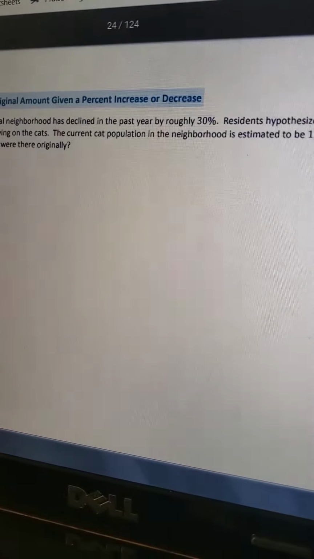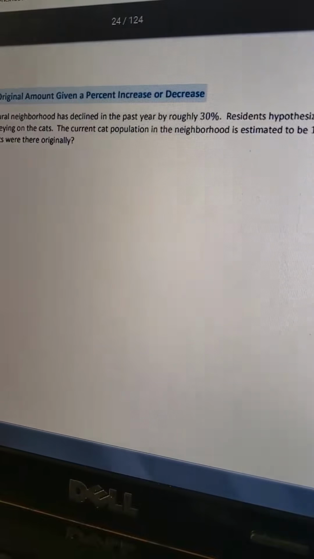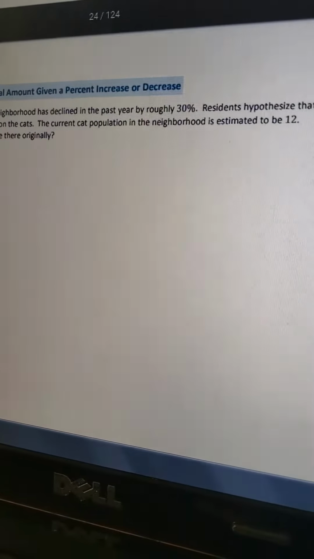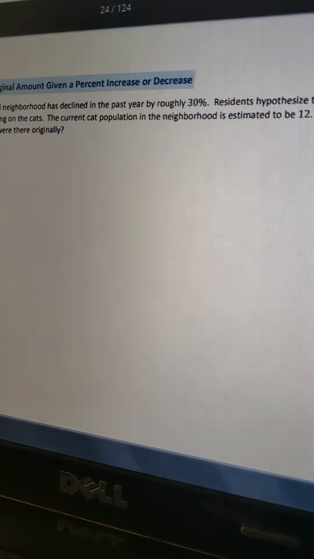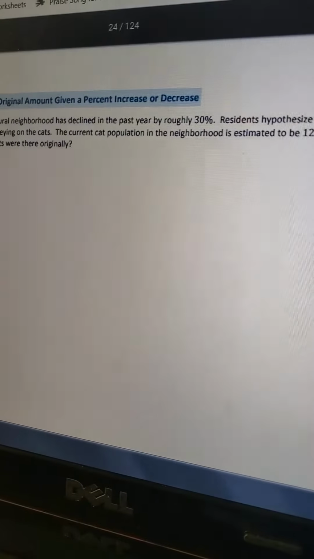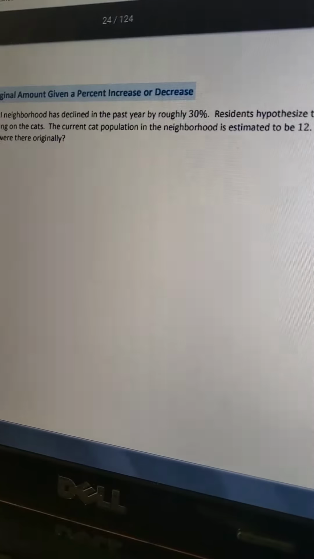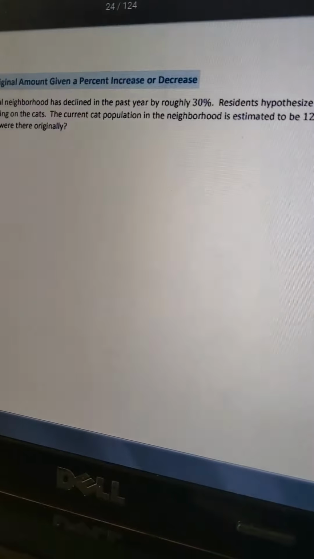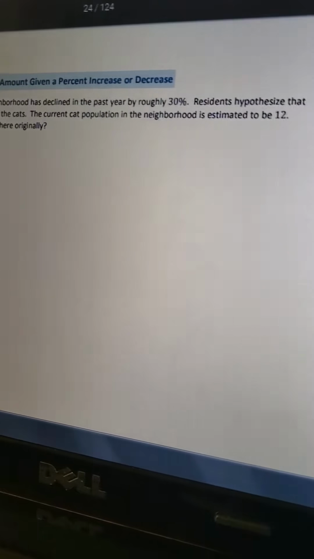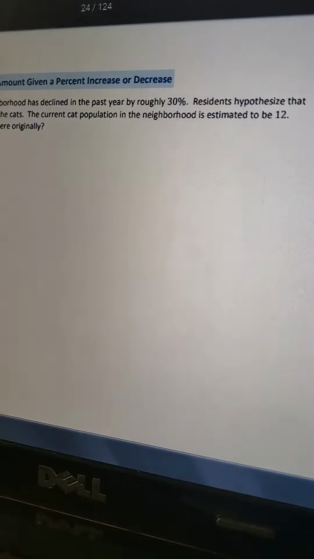If we took the whole, just like before, how many cats there are, and multiplied it by 30%, we should get the number of cats that have declined or basically died. That's not what we have. 12 is how many cats are still surviving.